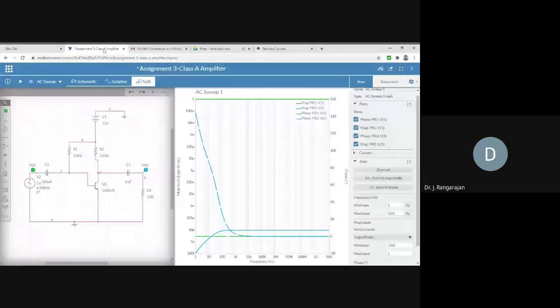Sir, for the buzzer, do we also have to put the frequency? No, I didn't get you, sir. Sir, is my screen visible, sir? Yes, ma'am. Your screen is visible.